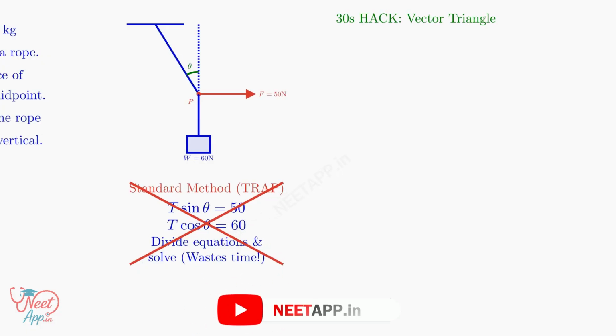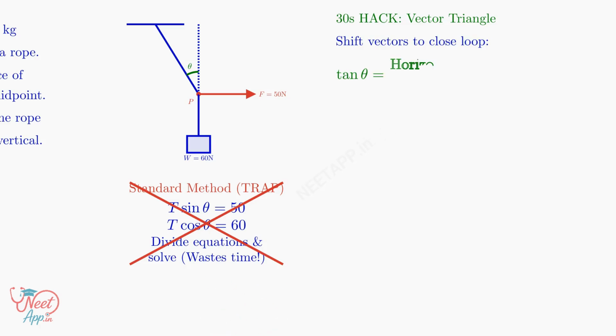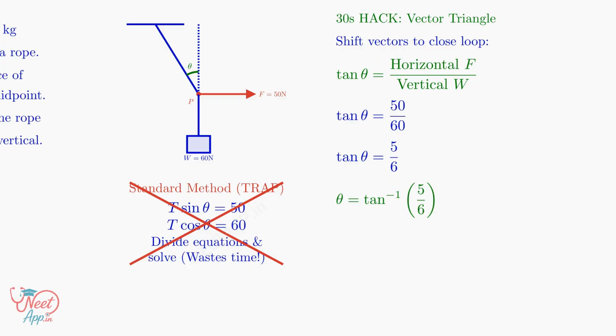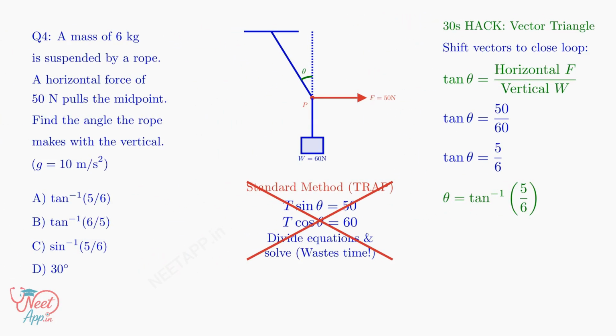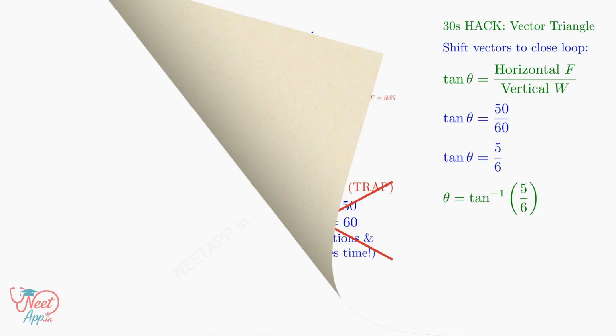Here is your 30-second vector triangle hack. Because the point is in perfect equilibrium, these three forces must form a closed right-angled triangle. We simply map the horizontal force over the vertical weight. Tan theta is just 50 over 60. That instantly simplifies to 5 over 6. So theta is tan inverse of 5 over 6. Option E is our correct answer. Build the triangle, divide the forces and secure your marks.